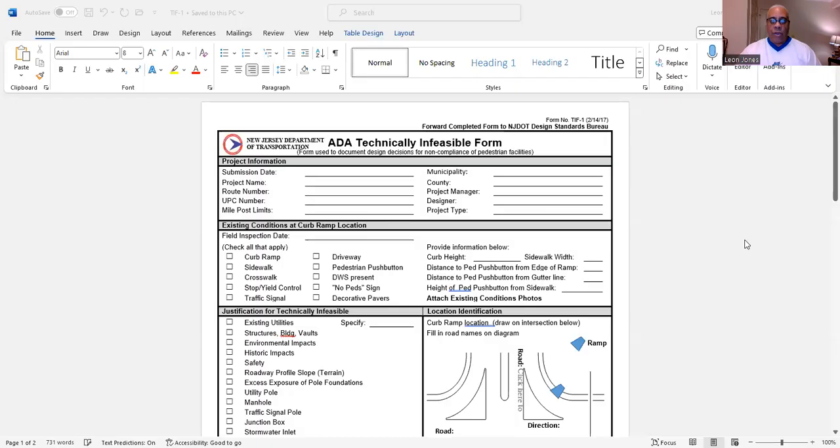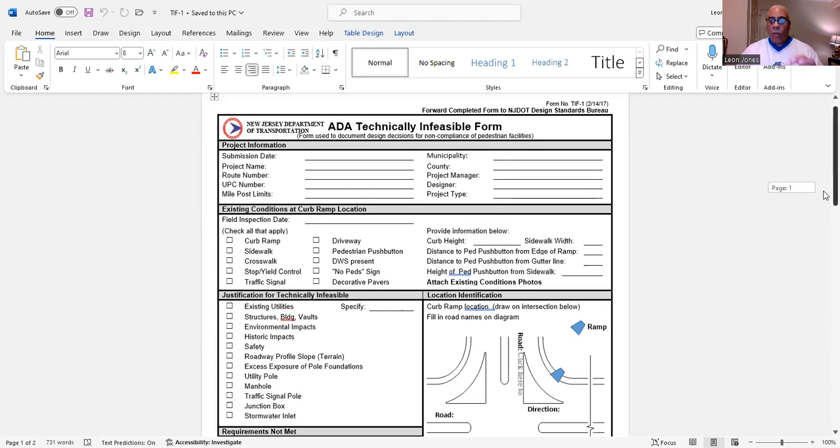Now, let's get into it. And let me show you what it's called, a TIF. This is the form that you use. And this is provided by the New Jersey Department of Transportation. This is known as a TIF. This form is utilized when the specification is not met.